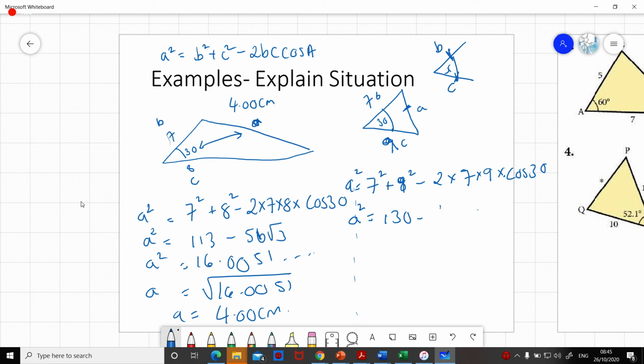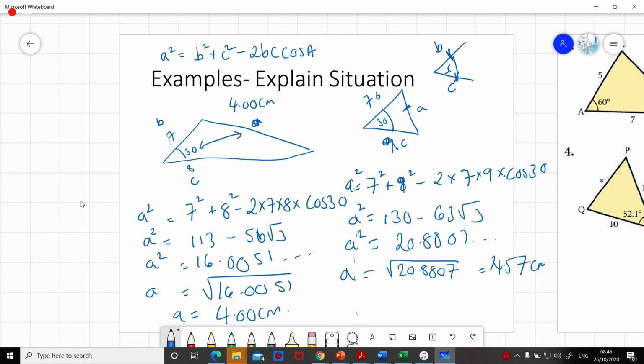Doing 2 times 7 times 9 times cos 30 in a calculator gives me 63 root 3. Then a squared would be equal to 130 subtracting that, which is 20.88... and square rooting that, shift square root, shift answer, gives 4.57 centimeters. So this is the cosine rule in one situation.